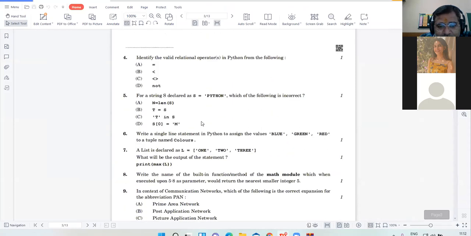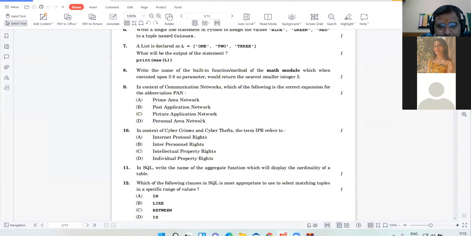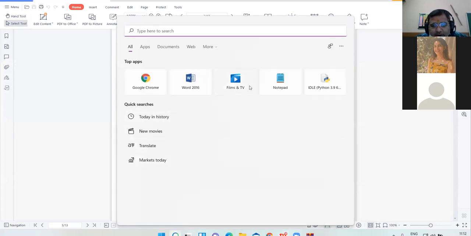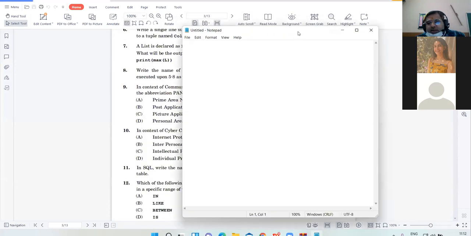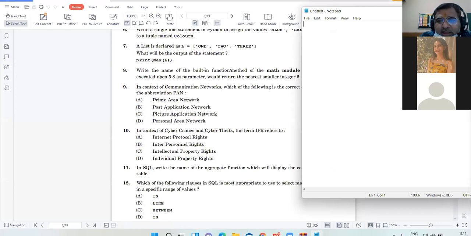Okay. Yeah, let us go with the ninth question. Let me open the notepad also for the answers. This is a board paper, 2021 ka batch tha ye. Okay, ninth question.